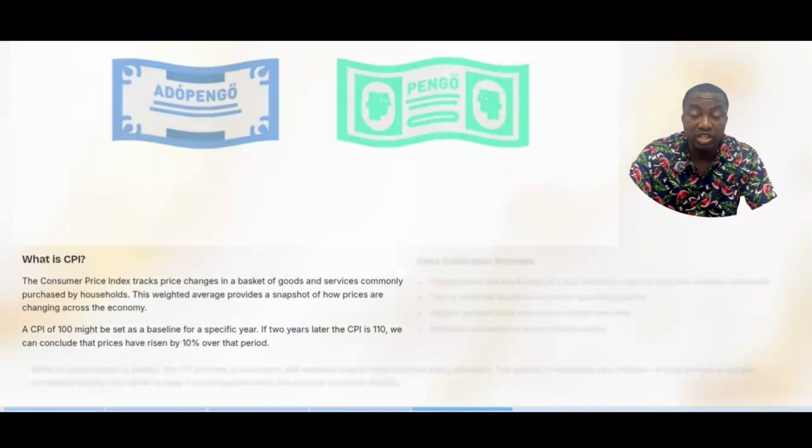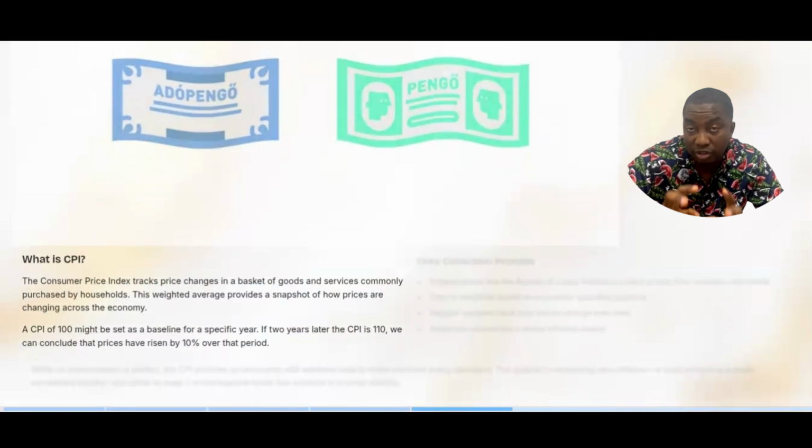The Consumer Price Index tracks price changes in a basket of goods and services commonly purchased by households. Now, this weighted average provides a snapshot of how prices have changed across the economy. The CPI of about 100 might be set as a baseline for a specific year. If 2 years later the CPI is 110, you can conclude that prices have risen by 10% over this period.